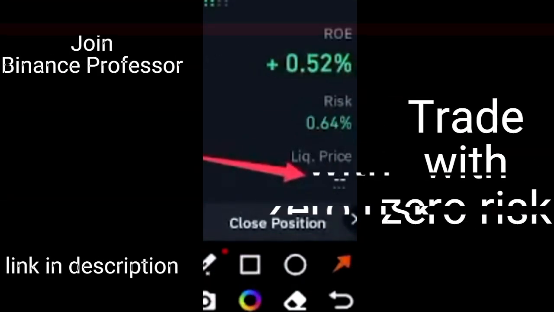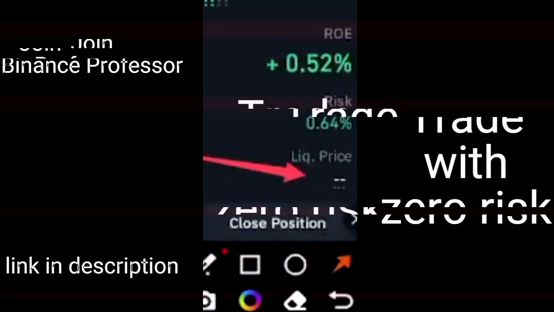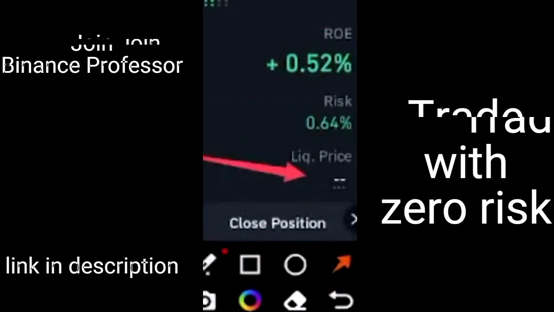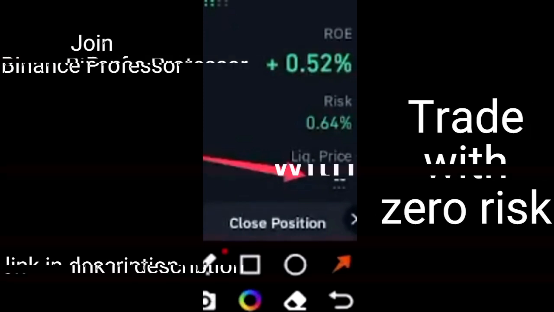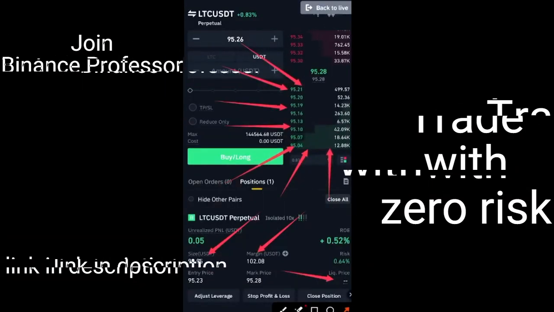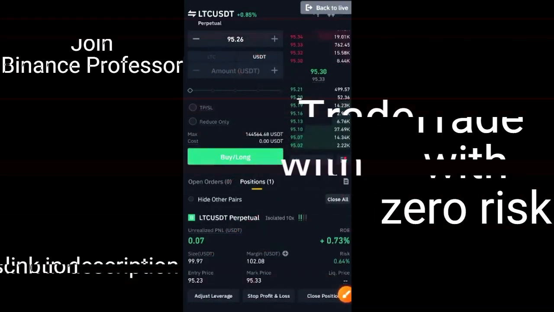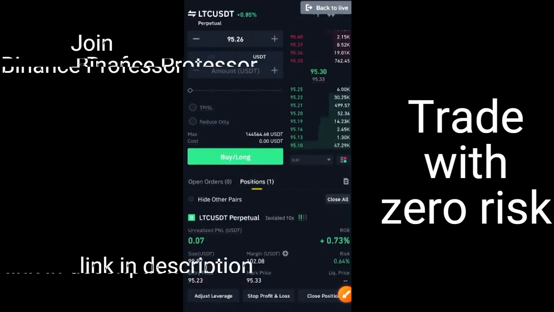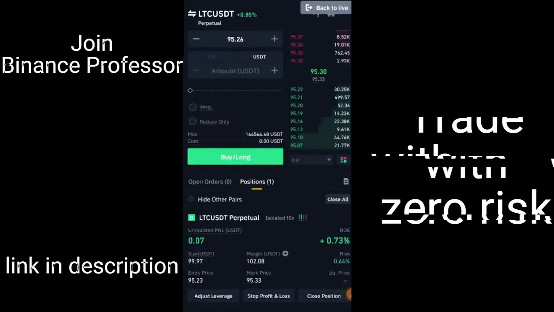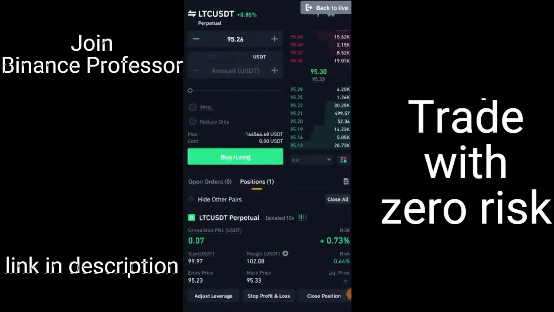With Binance's Isolated Margin Mode, you can trade futures contracts without the fear of liquidation. So, go ahead and try it out for yourself on Binance Futures. Happy trading!